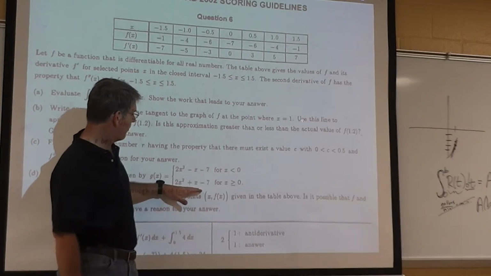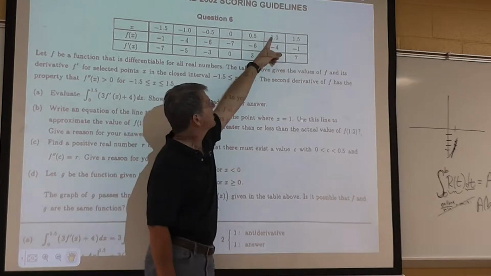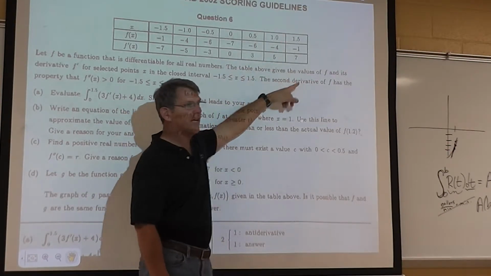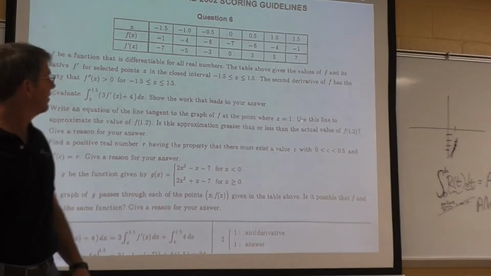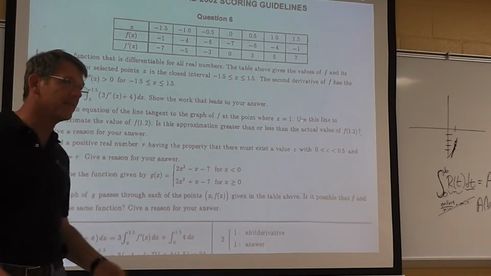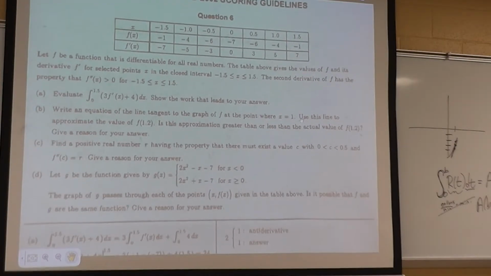You can take this 4x plus 1. Sub in a half, you should get 3. Sub in 1, you should get 5. Sub in 1.5, you should get 7. I didn't even check that to see if it happens or not. If it doesn't, they're not the same function. What I looked at was the concavity.